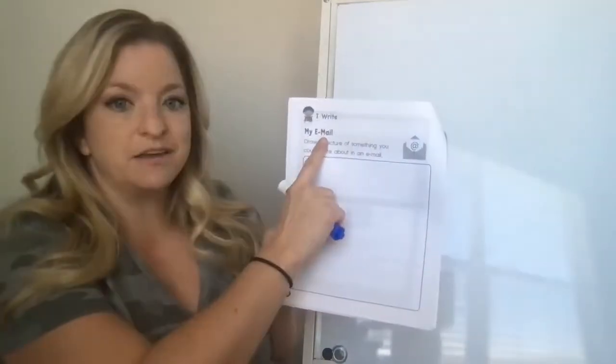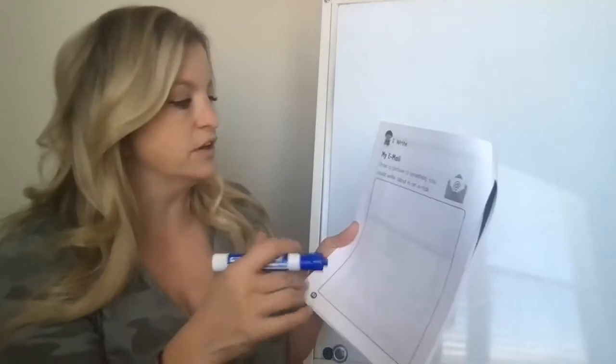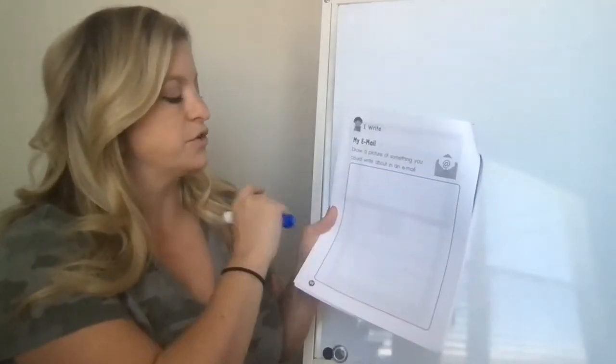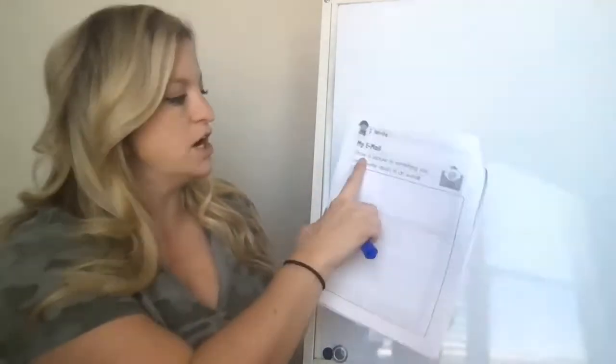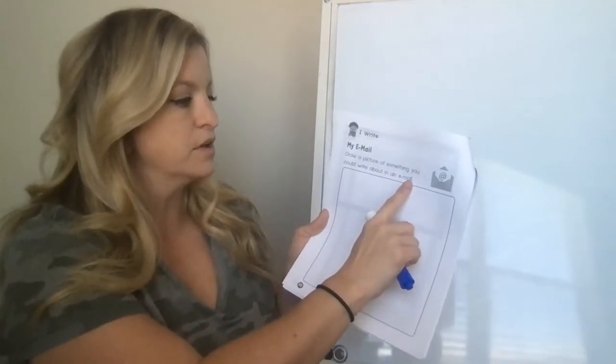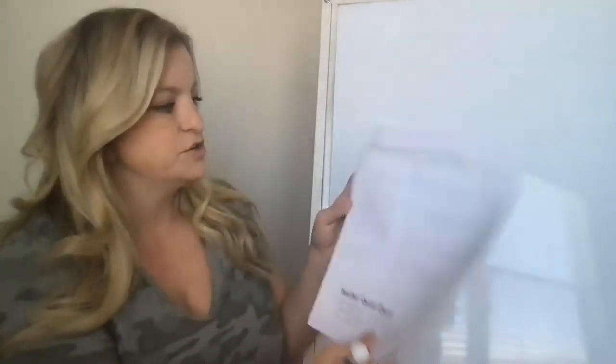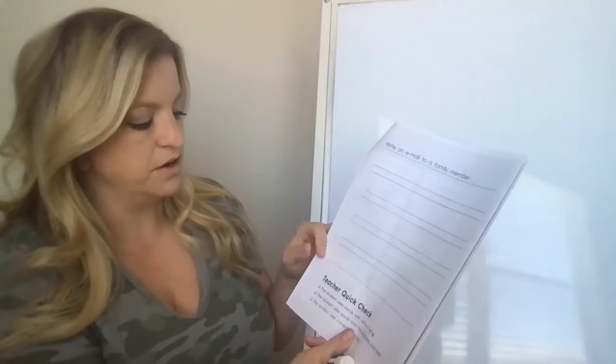It says my email. So yesterday we read a story about all the emails going back and forth. And today you're going to make your own email. It says draw a picture of something you could write about in an email. So I know I'm going to draw so I can get ready to write about it here.